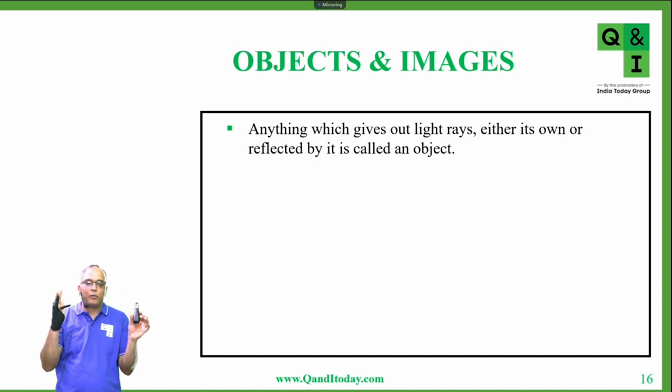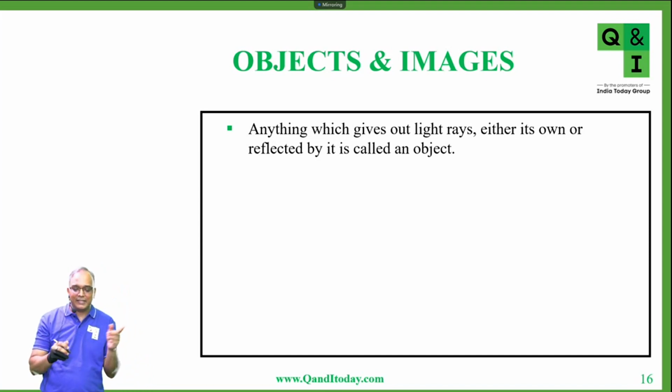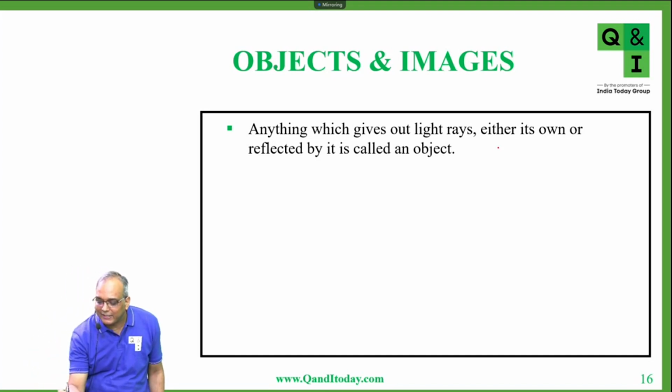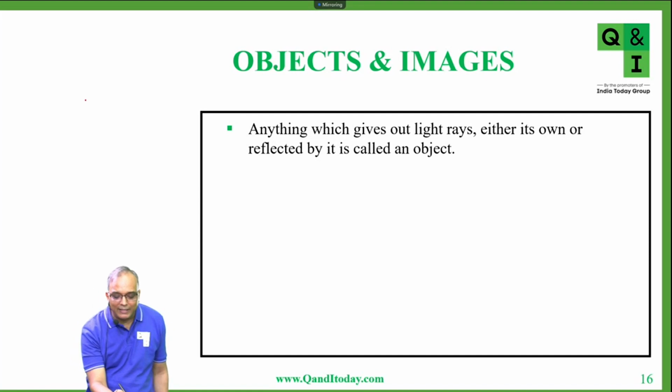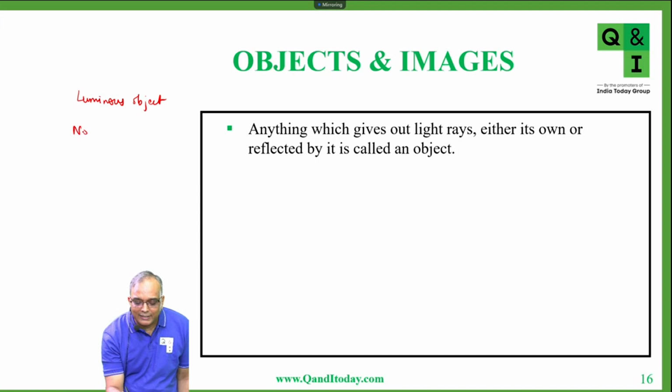There are two types of object: one is luminous object and the other is non-luminous object, right? So we'll define two more types of object here. One is called luminous object and the other is non-luminous object.